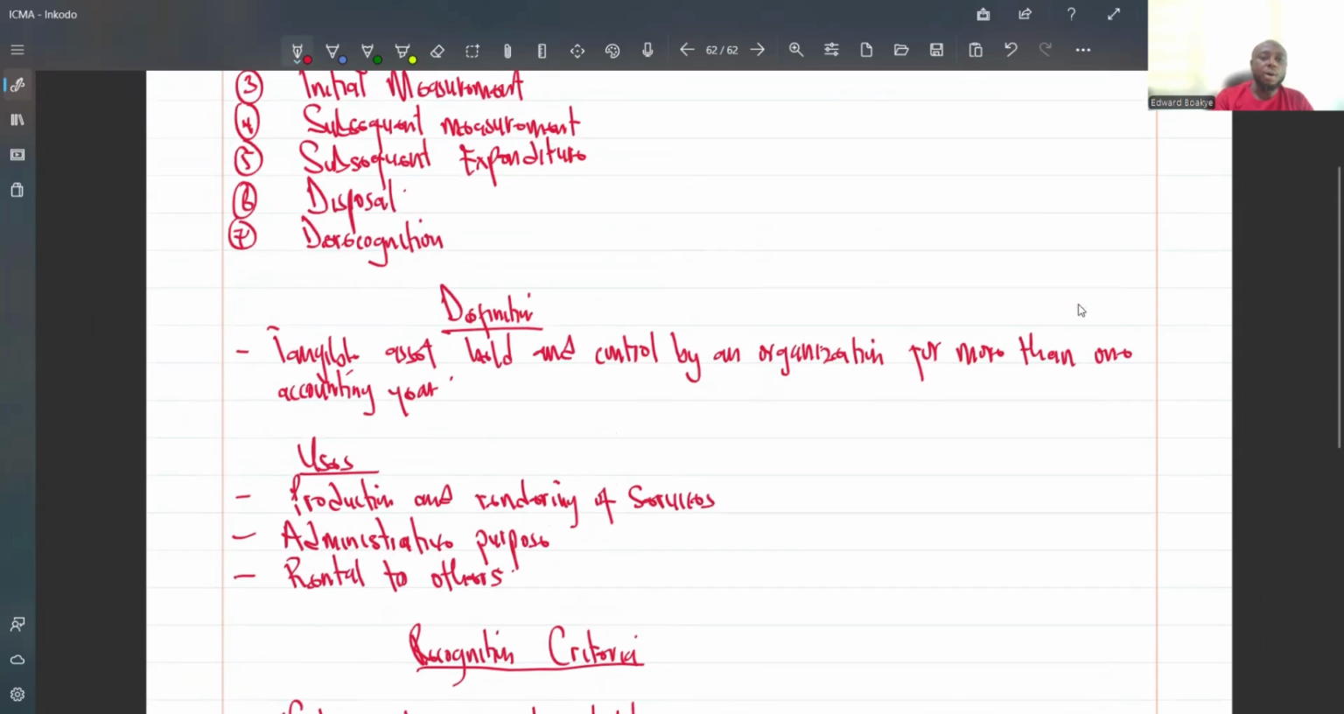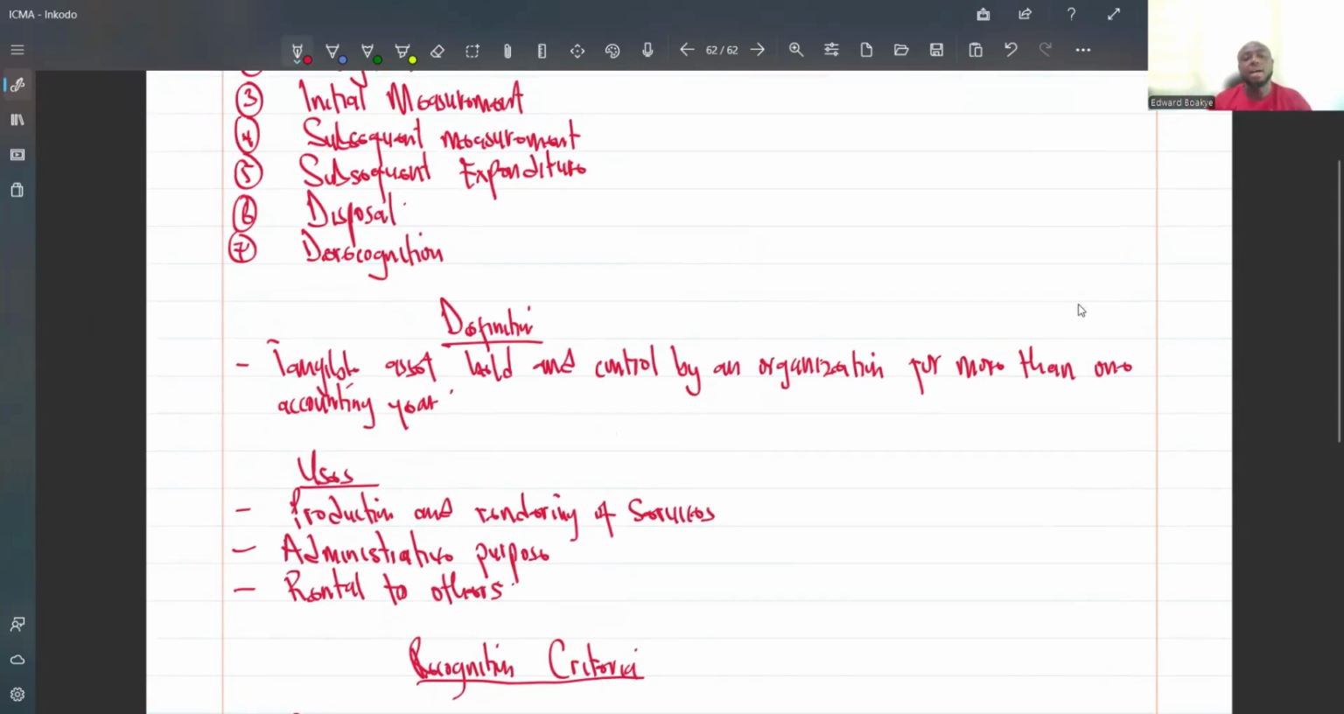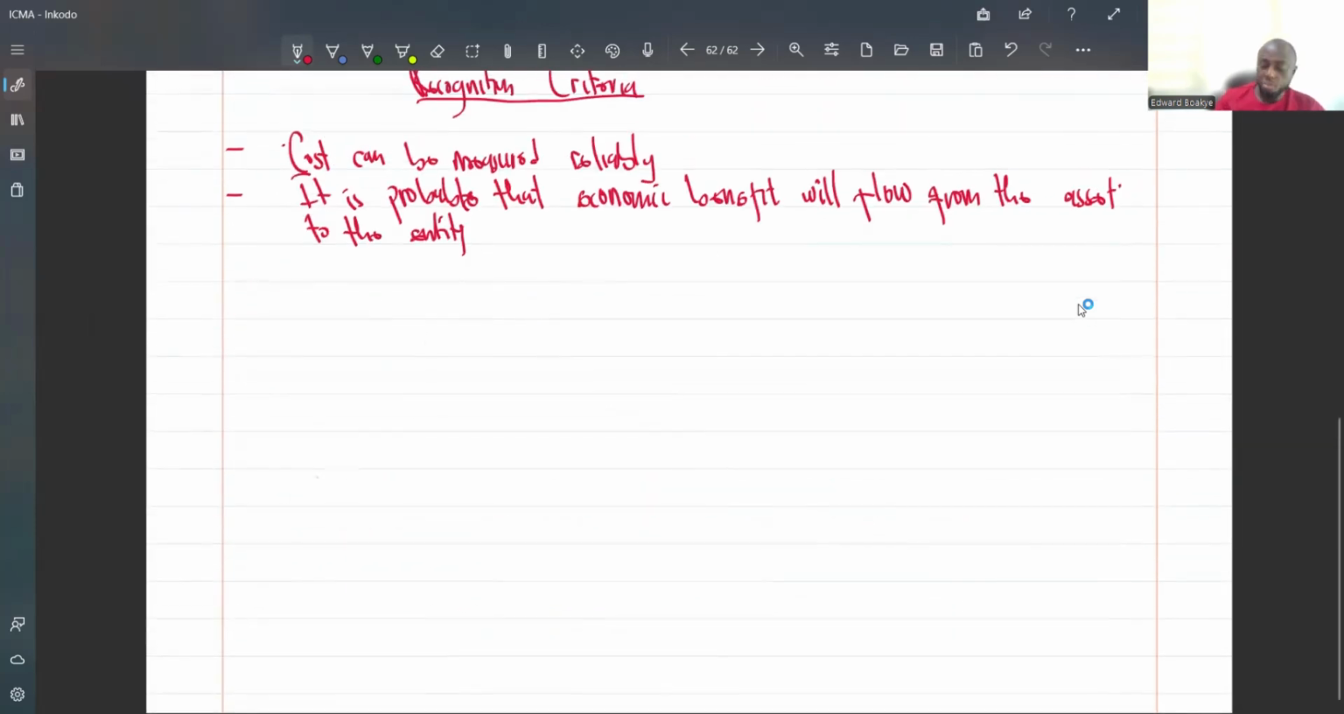So then, how do we measure the PPE? How do we measure property, plant, and equipment? So let's deal with the initial measurement of property, plant, and equipment.